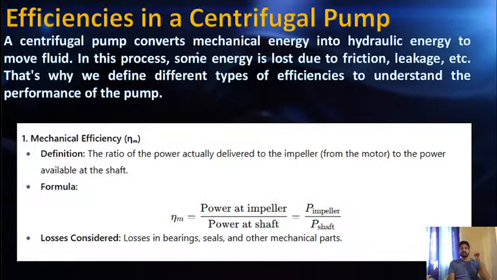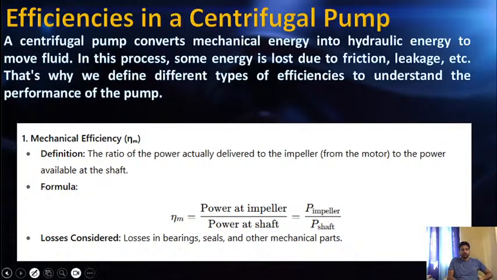A centrifugal pump converts mechanical energy into hydraulic energy to move the fluid, and in this process some energy is lost. What are the reasons for the energy loss? Friction, leakage; there are some losses. So that's why we define different types of efficiencies. First is basically your mechanical efficiency. Right, so we do not bother about the electrical efficiency, because that is not our domain. We are concerned about other efficiencies.